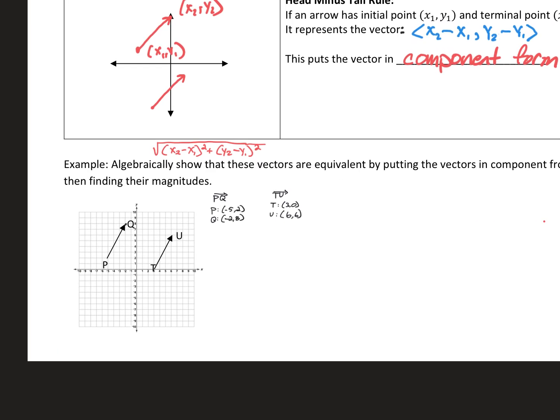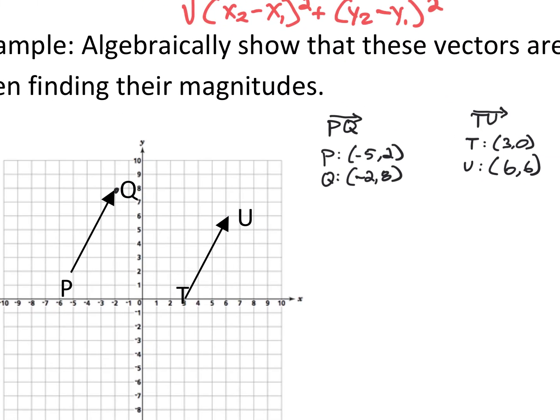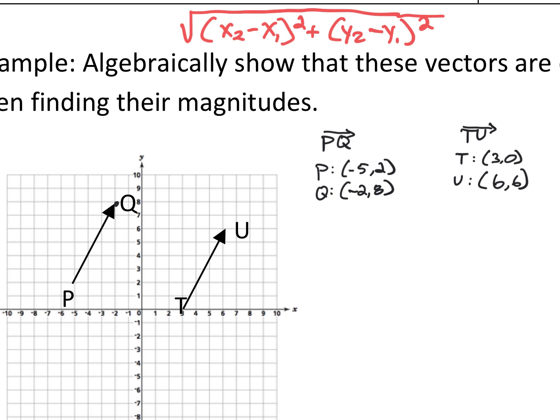All right, so let's go ahead and change PQ to the component form of the vector. So I'm going to take my head, Q, and I'm going to subtract the tail of the x values. So -2 minus a -5 is +5. That is going to be the x value in my component form of this vector. And then 8 minus 2. Simplify these, and I'm getting 3, 6.